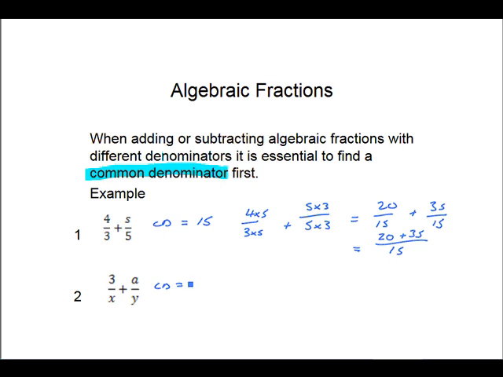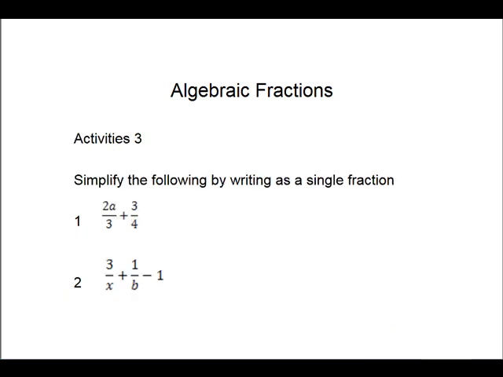Okay, the common denominator here would be just xy, multiplying together. So we need to multiply the first one top and bottom by y to get xy underneath. And the next one, multiply top and bottom by x to get xy underneath. So we get 3y plus ax over xy. So there we have it.